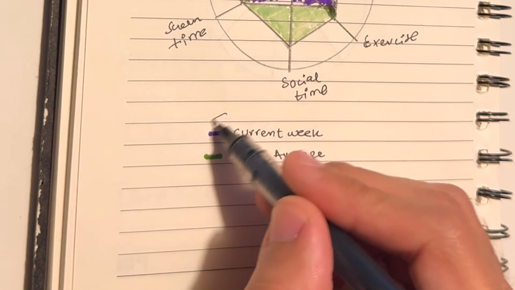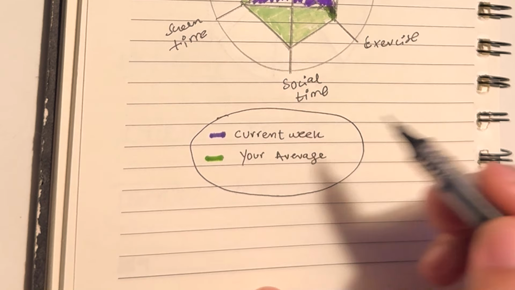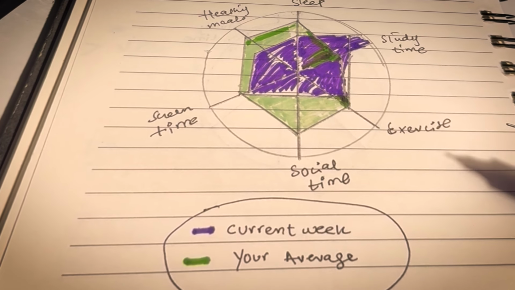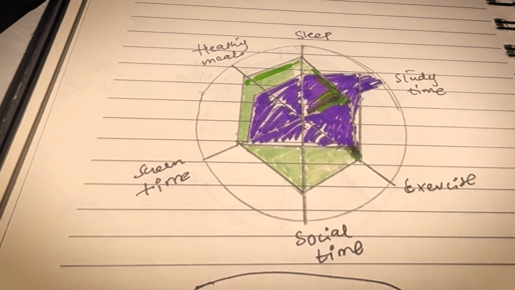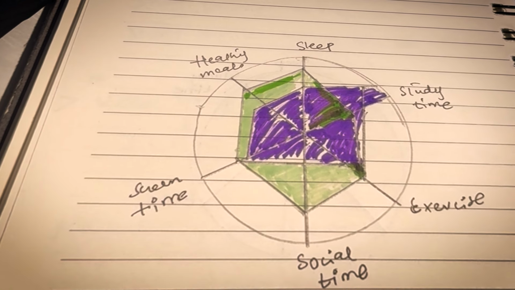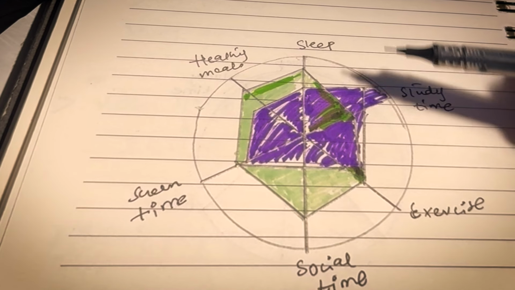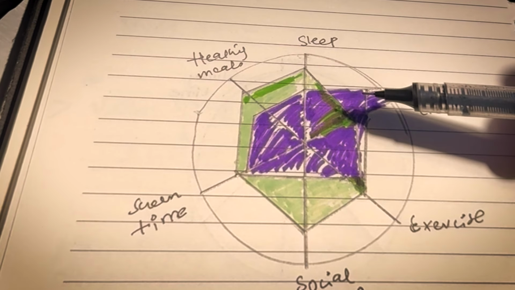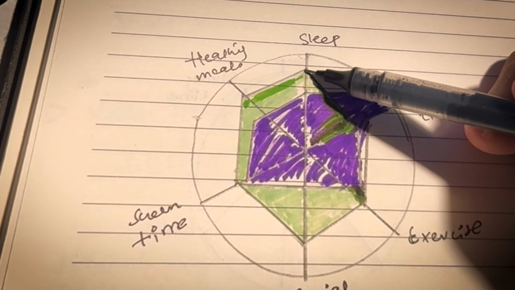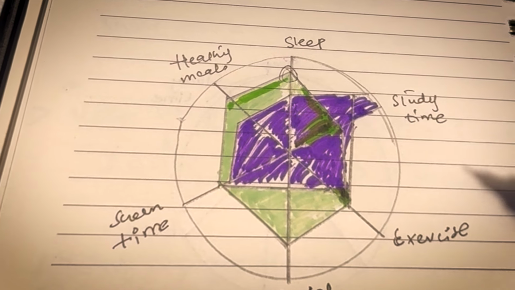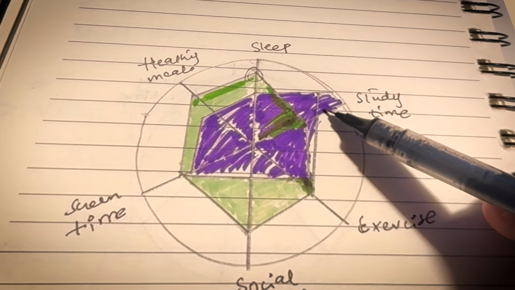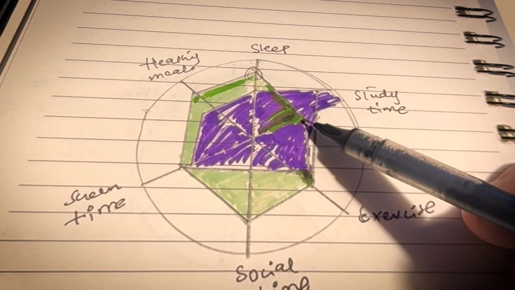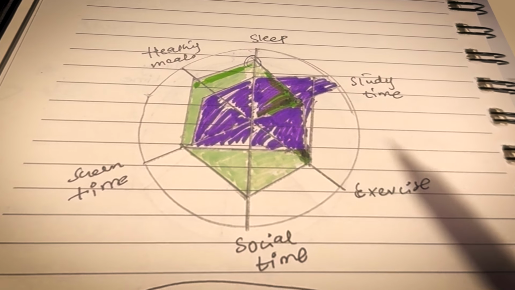So we have two lines here. The purple line shows your latest performance, how you did this week. And the green line shows your average performance, your usual behavior over time. Let's start with the sleep. This week, you got 5 hours, but your average is usually 7. That's a big drop. Let's talk about study time. This week, you pushed to 8 hours, way more than your usual 6 hours. You are crushing it here.